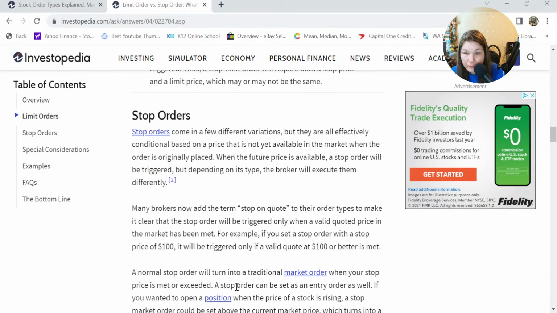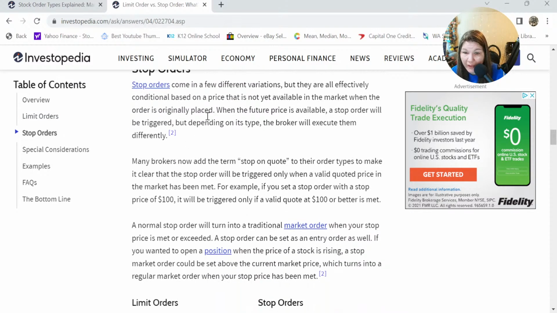I don't know. So stop orders come in a few different variations, but they're all effectively conditional, based on a price that is not yet available in the market when the order is originally placed. So if you want to buy or sell something and the price is not there yet, you could put a stop order.